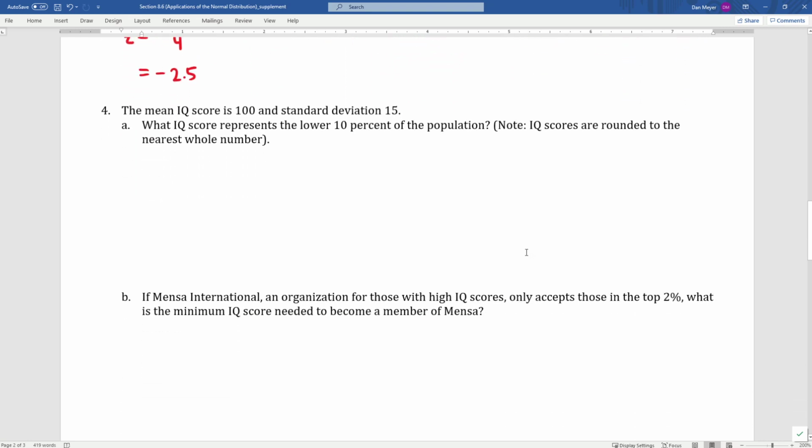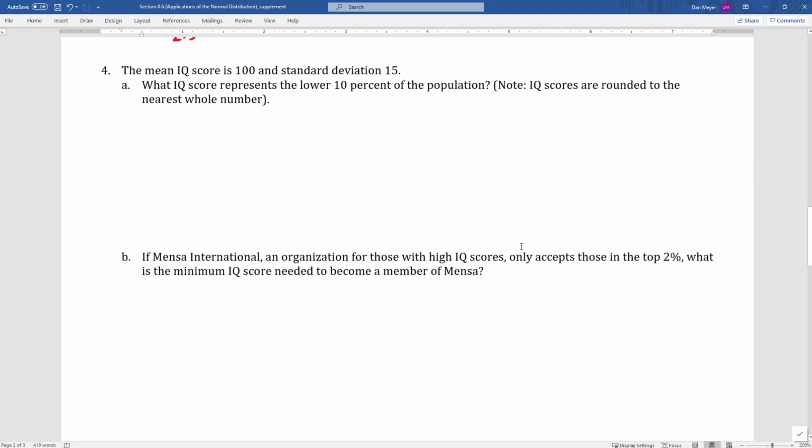On to number 4. The mean IQ score is 100 with a standard deviation of 15. Now that's true. That's how the IQ test is designed. If they find out that the mean IQ is not 100 and the standard deviation is not 15, they rescore things. So anyways, part A, what IQ score represents the lower 10% of the population? And they're telling us here to round our IQ scores to the nearest whole number.